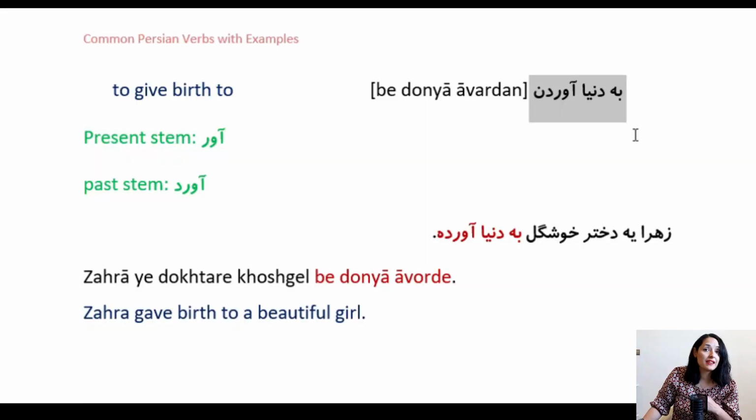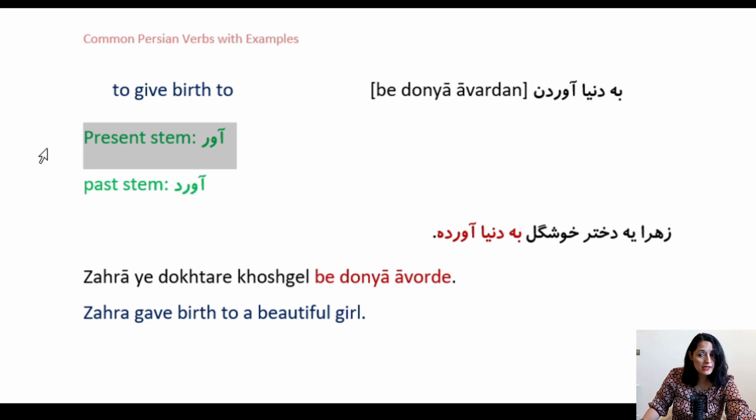Okay, let's move on. The second verb, به دنیا آوردن. This verb is a compound verb. In short, compound verbs are verbs that consist of 2 or more words and contain a simple verb. Here, the simple verb is آوردن. So the present stem is آور and the past stem is آورد.